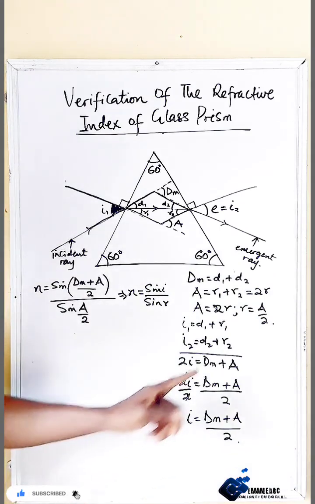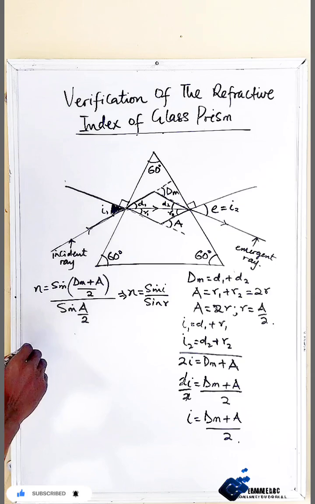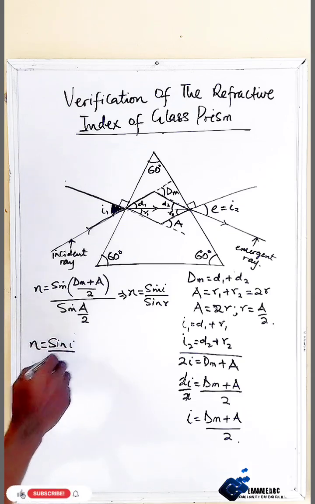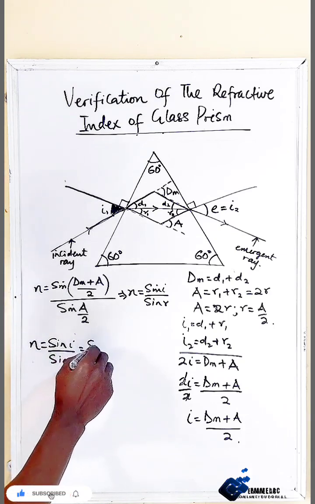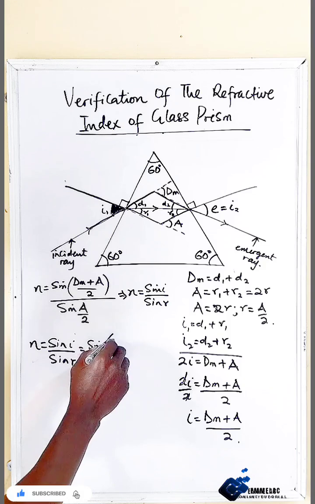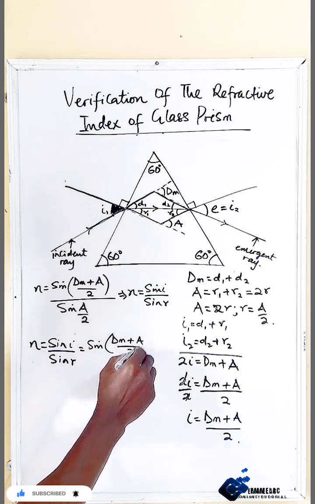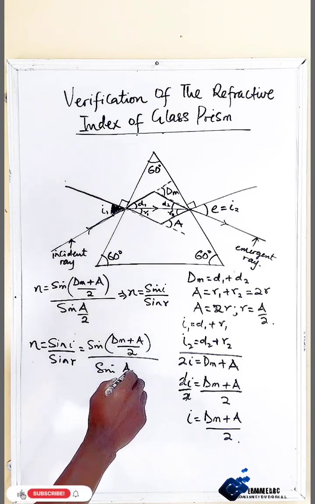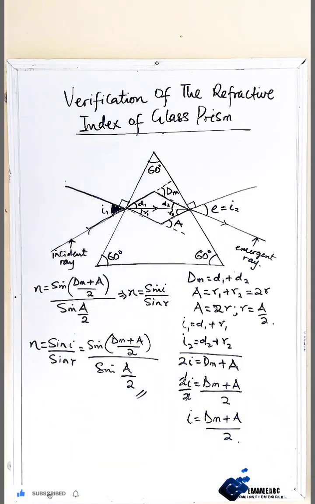All right, now that we've gotten that of r and gotten that of i, we can now say that refractive index equals sin i all over sin r, which will now give us sin of dm plus a all over 2, all over sin a all over 2. All right, as simple as that.